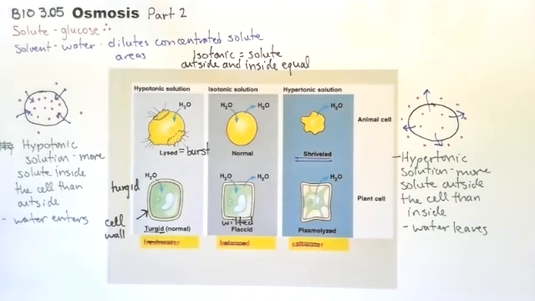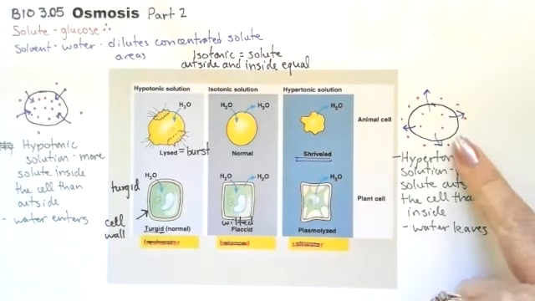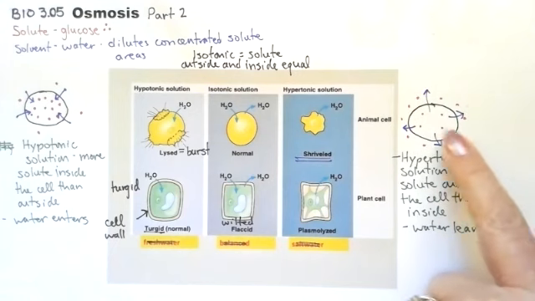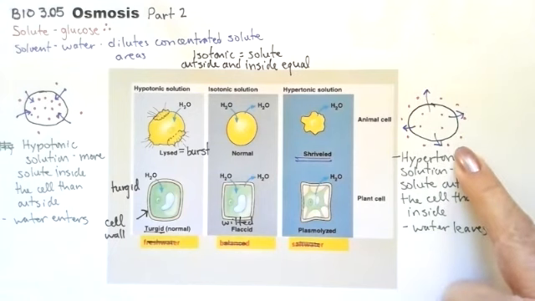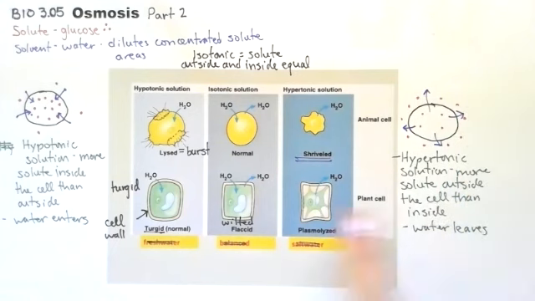So our takeaways, we still have our solute and solvent. In a hypotonic solution, there is more solute inside the cell, so the water flows in to dilute it. In a hypertonic solution, more solute outside the cell, the water flows out to dilute it. And you end up with a cell that potentially can burst or shrivel, depending. All right, that's the end of osmosis.